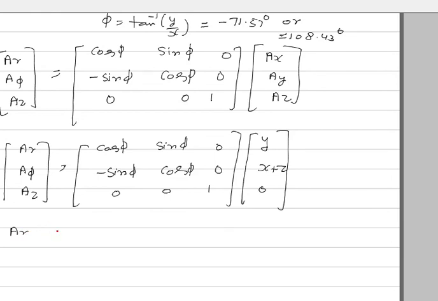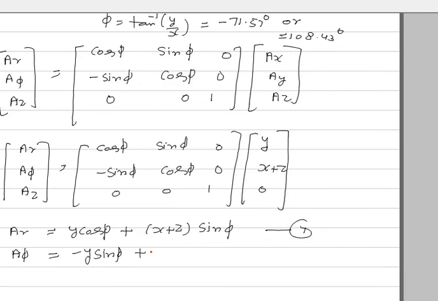AR equal to y cos phi plus x plus z sin phi plus 0. Okay, this is equation 1. Next, A phi equal to minus y sin phi plus x plus z cos phi. Okay, and this equation is 2.